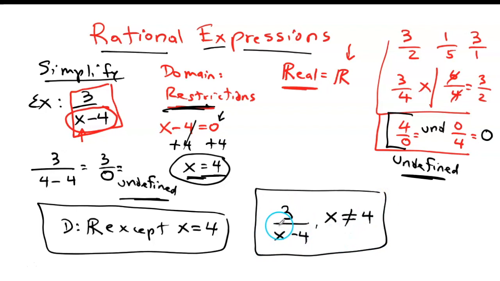This is my function, my expression, I'm sorry. X cannot be 4, it has to be different from 4. And that's how we write it.